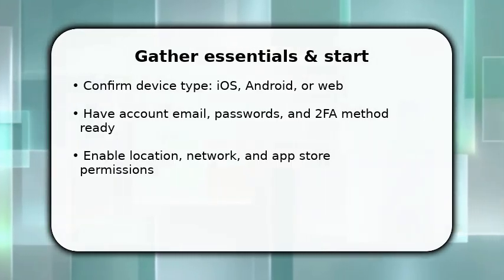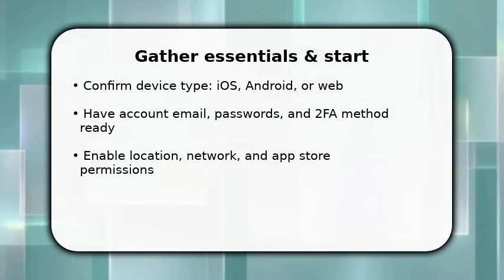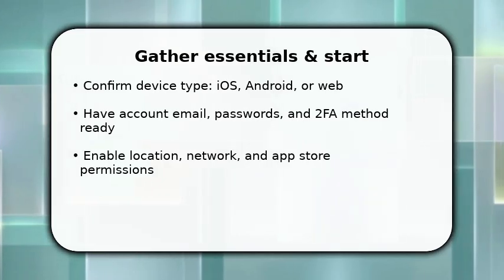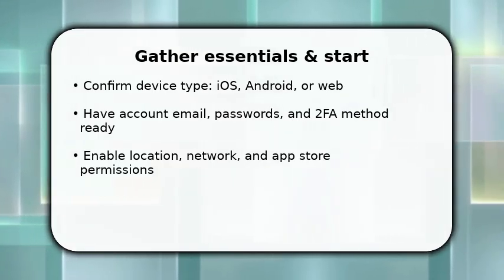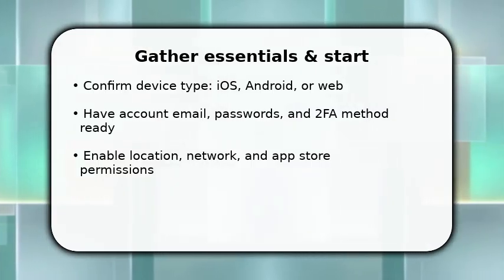Next, open the platform store or browser and search using the exact app name and developer name together. Use quotes if needed to narrow results. This prevents confusion with similarly named apps and gets you to the right listing faster.